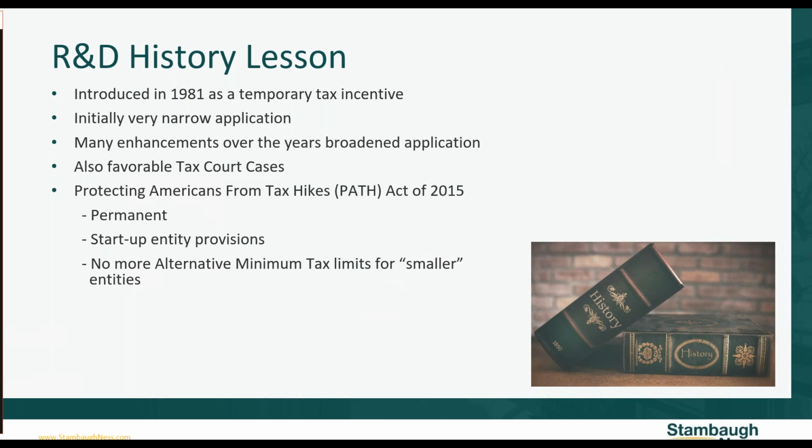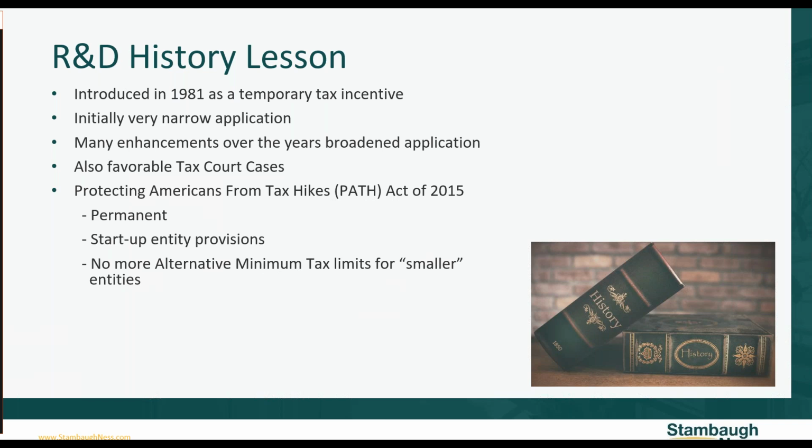Finally, the credit was made permanent. We don't have to worry about it expiring. It had some startup entity provisions. So if you are a young entity, defined as in business 5 years or less, and you're going through some growing pains, you may not have turned a profit yet. Under these provisions, we can actually use the credit to offset employer payroll taxes. You know, one of those burdens that we certainly run into in our early days.